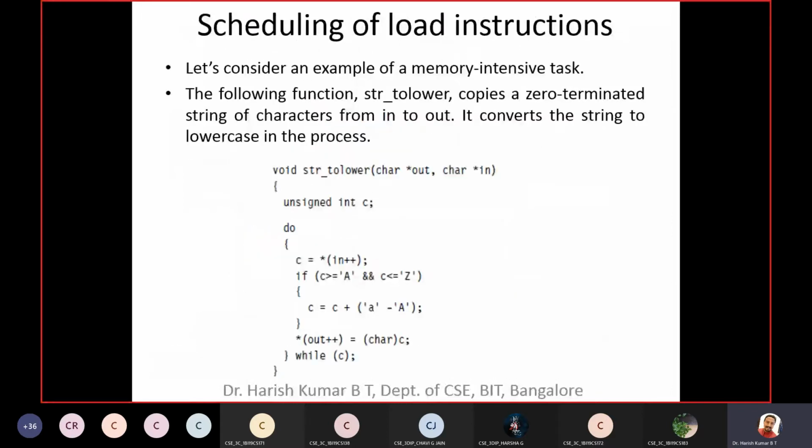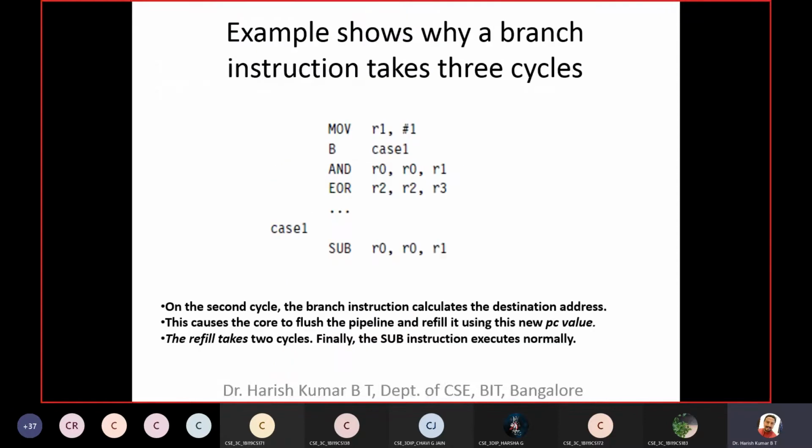Now we have to continue our discussion from here. This was the last thing that we understood. This example is showing why the branch instruction takes 3 cycles, the 3 cycle stalls. The 3 cycle stalls are required because we need 1 cycle for computing the address of the target instruction, 1 cycle for flushing the pipeline to remove the faulty instruction that had entered into the pipeline, and one more clock cycle for letting the target instruction enter into the pipeline.